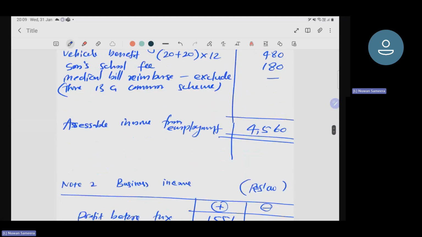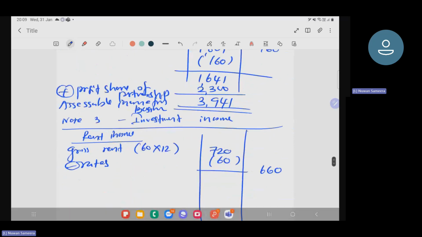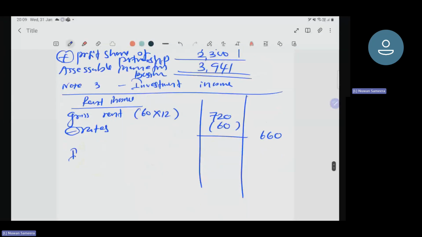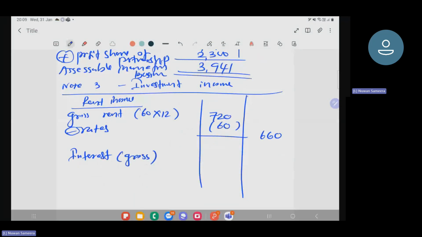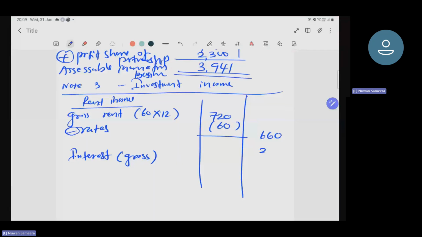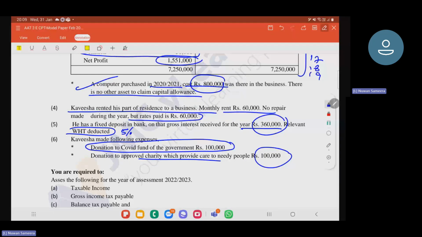There is no information regarding that. There is a hidden information, right? There is no information to do that. So then there is the FD interest. The gross interest, you need to take the gross value, right? If the examiner has given the net, you need to convert it into the gross and add it to investment income. However, they have given the information on the relevant withholding tax deducted.